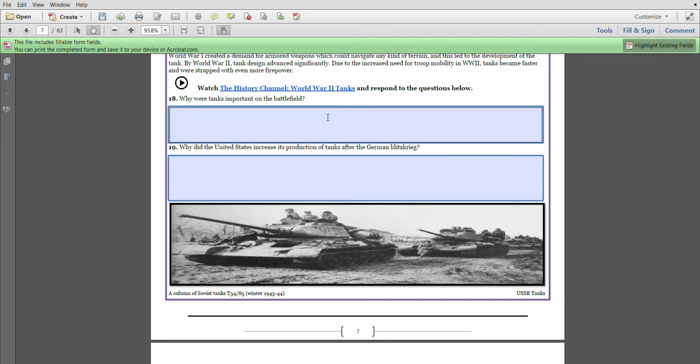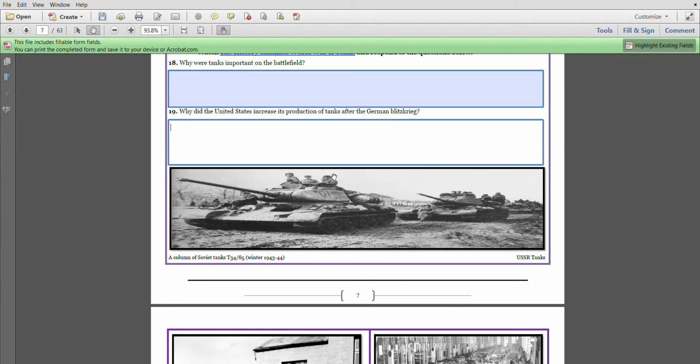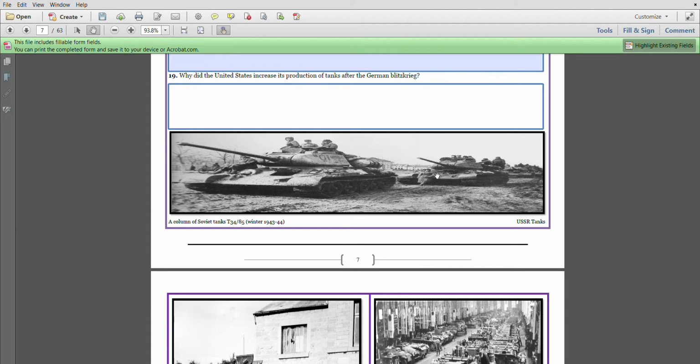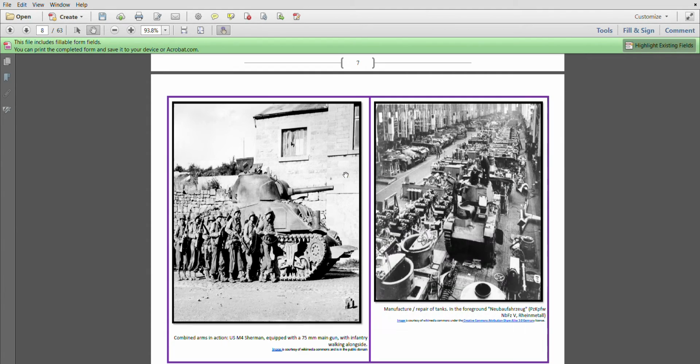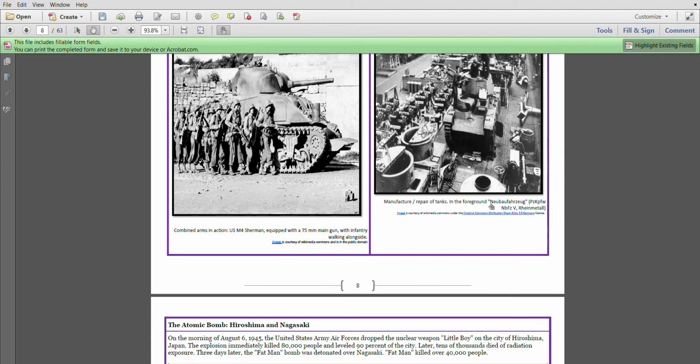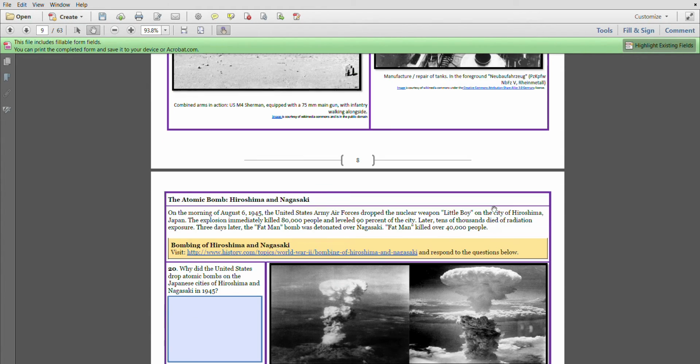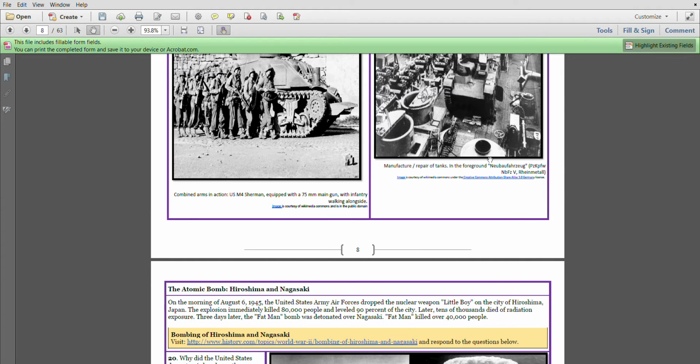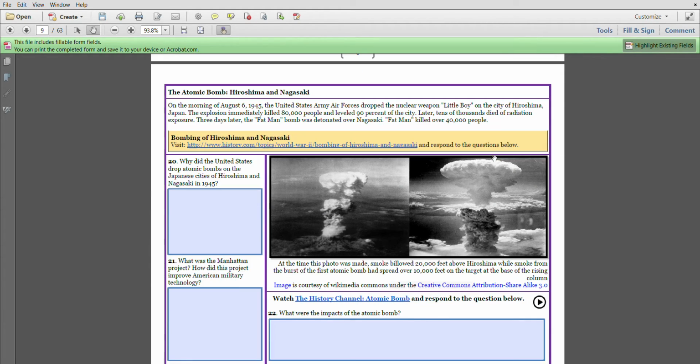Question 18. Why were tanks important on the battlefield? 19. Why did the United States increase its production of tanks after the German Blitzkrieg? Here you get an image of Soviet tanks coming along. Down here is a U.S. Sherman tank. And over here on the right, I believe these are tanks being manufactured in Germany. They might be Panzers, which were the most lethal tanks. Are they Panzers? Not the Panzers. They weren't the most lethal ones.